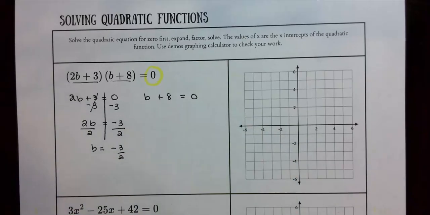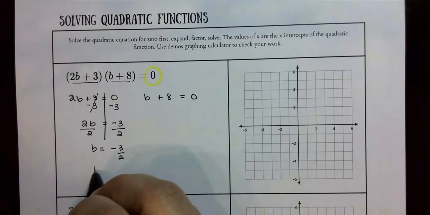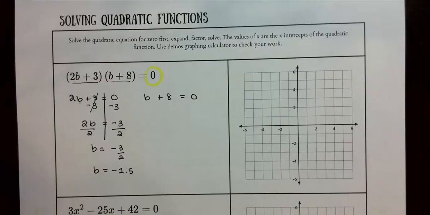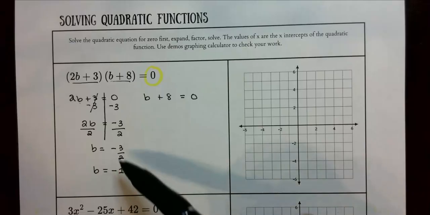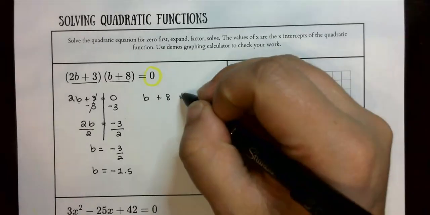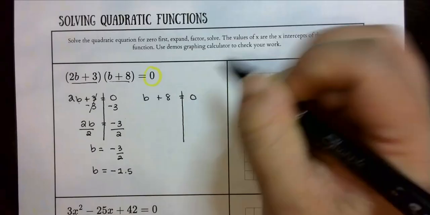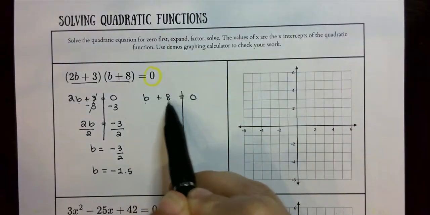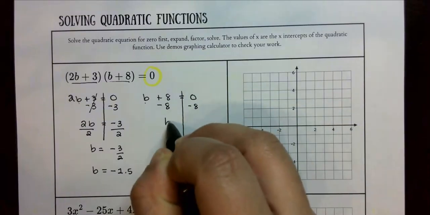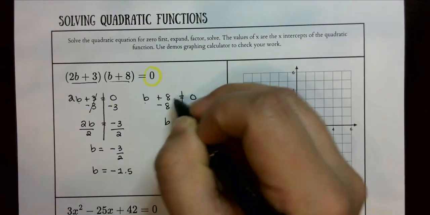Now, if you want a decimal, you can also use the decimal version, which is a negative 1.5. Now, I like the decimal because that's what I use to graph. So I much rather graph decimals than fractions. So you can use either one of these. All right, the second one is actually the easier one. So I'm going to draw my line. Here's my b, and all I have to do is subtract 8. So I get b is equal to negative 8.